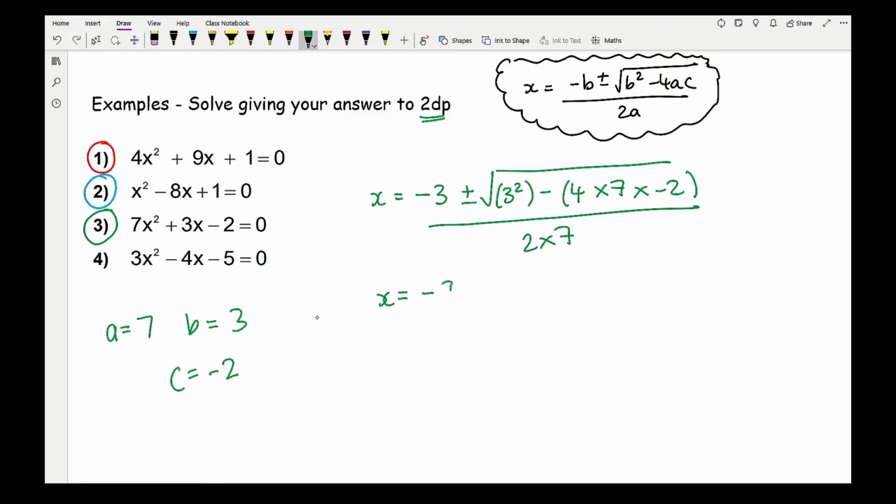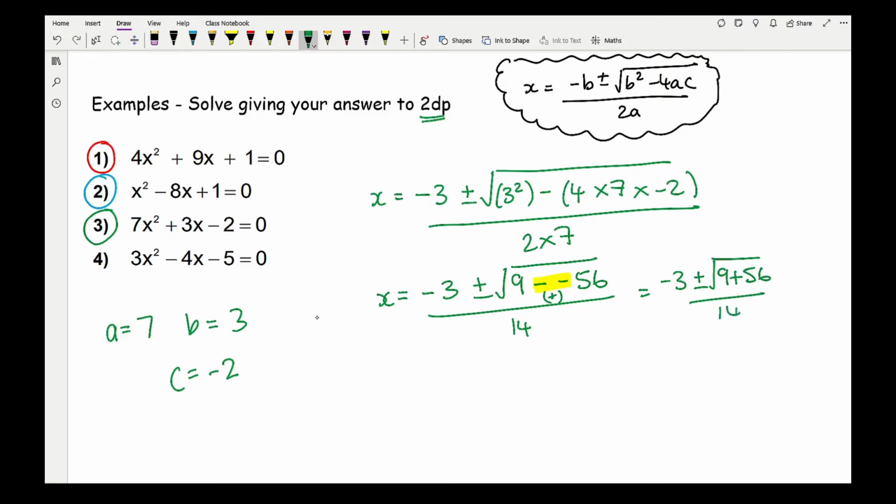So then simplifying this, I've got minus 3 plus minus. Now 3 squared is 9, minus, and then 4 times 7 is 28, times minus 2, which is minus 56, all divided by 14. Now here I need to be careful of these two minuses, because that then becomes a plus. So then what that becomes is minus 3 plus or minus the square root of 9 plus 56, all divided by 14, which gives me an answer of minus 3 plus minus root 65, all divided by 14.